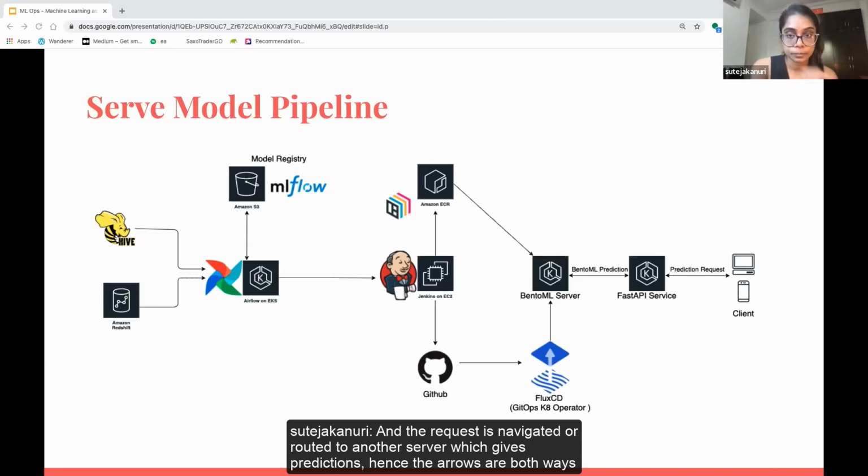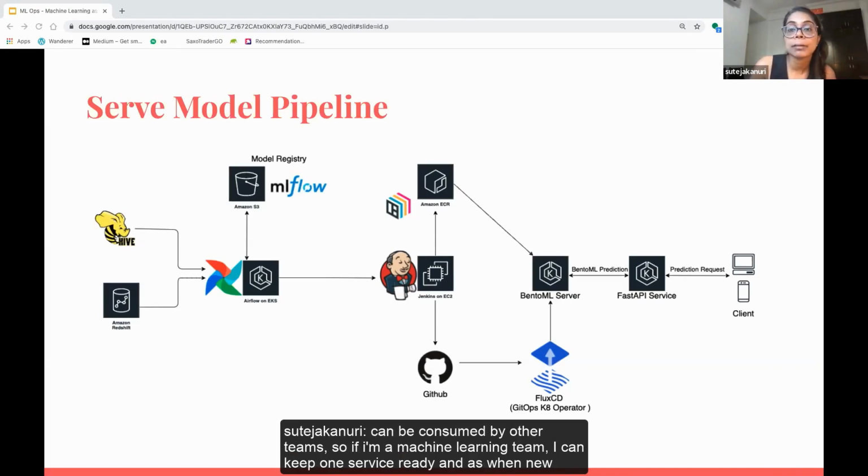We are serving the model as a microservice, as this is the norm of engineering teams now, because the services can be consumed by other teams. If I'm a machine learning team, I can keep one service ready, and as and when new engineering teams are built or new features are built on the app, all of them can consume the same data. Typically, we load the model into the memory of FastAPI during startup and use the predict function to throw out predictions every time a request comes in.